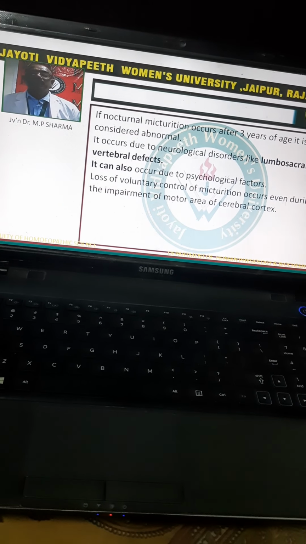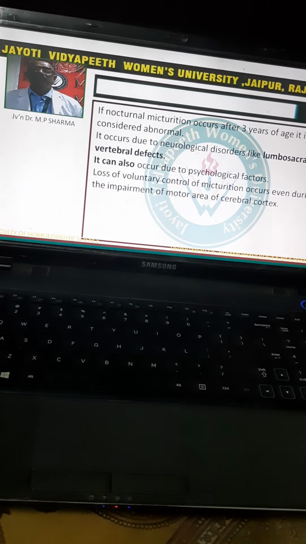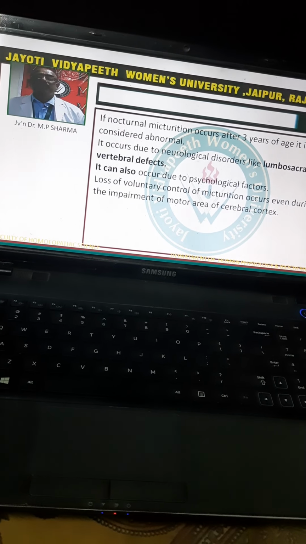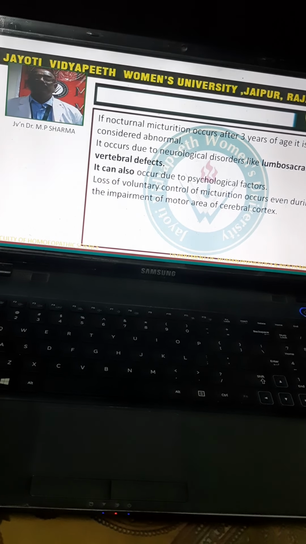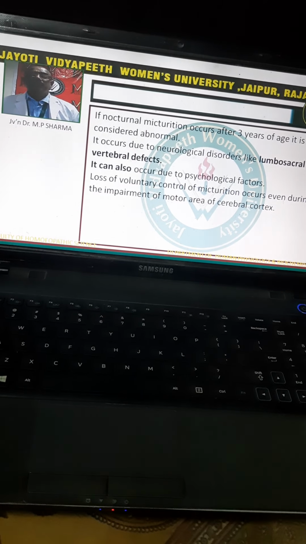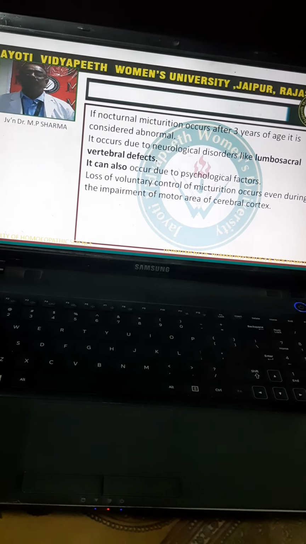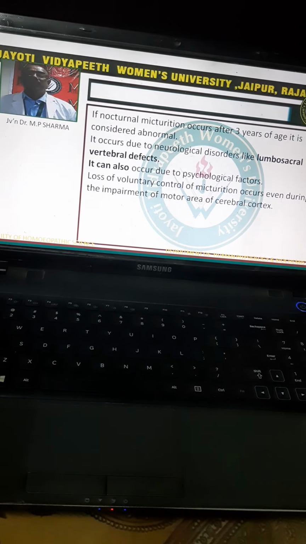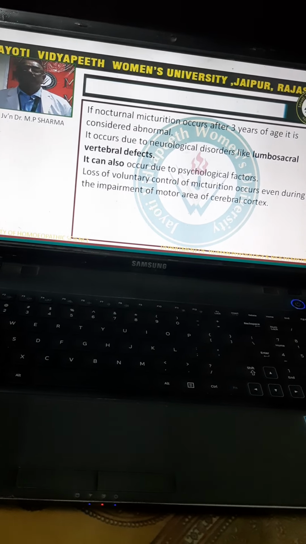If nocturnal micturition occurs after 3 years of age, it is considered abnormal and it occurs due to neurological disorders like lumbosacral vertebral defects. It can also occur due to psychological factors. Loss of voluntary control of micturition also occurs during impairment of the motor areas of the cerebral cortex.